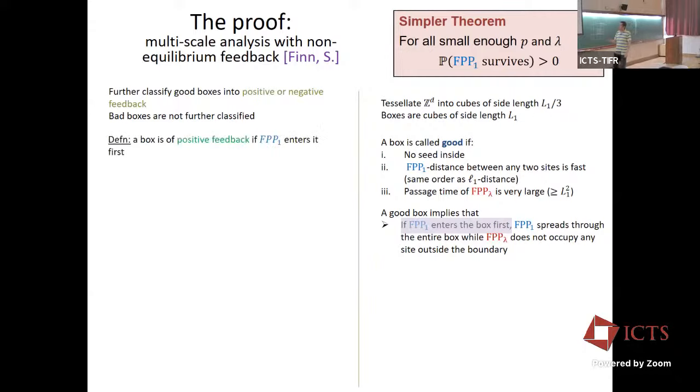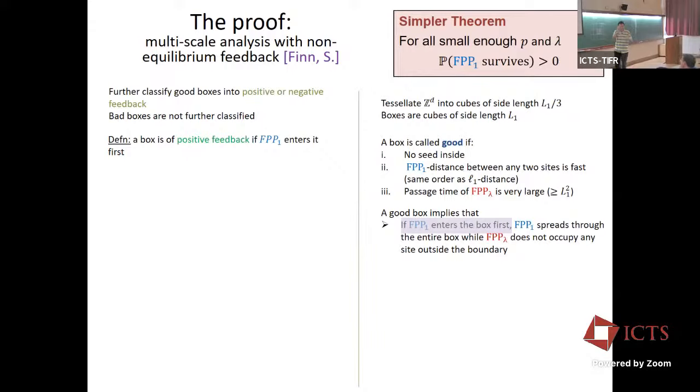So now, how do we define a positive feedback box? Our box is going to be positive if that non-local event happens, if FP1 is the type that enters the box first. And now you should be all disappointed because it sounds like I just renamed the problem, just calling the problem positive feedback. Right? That's right, but the reason we call it by a different name is that we are going to approach this differently.